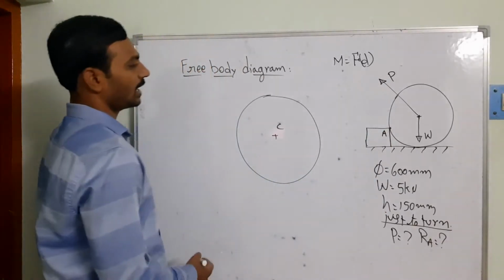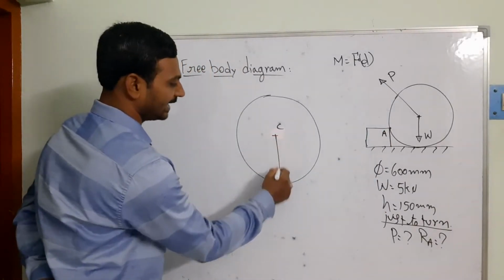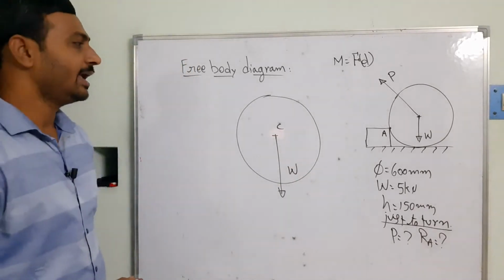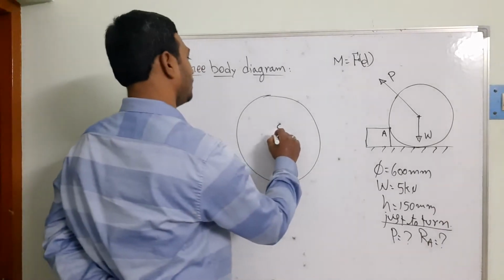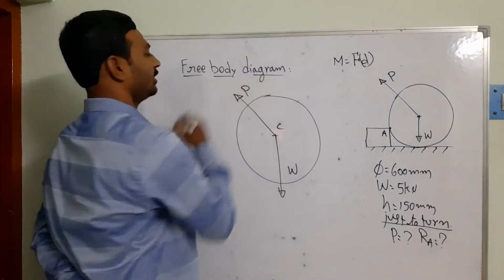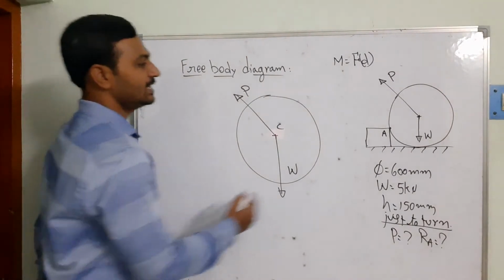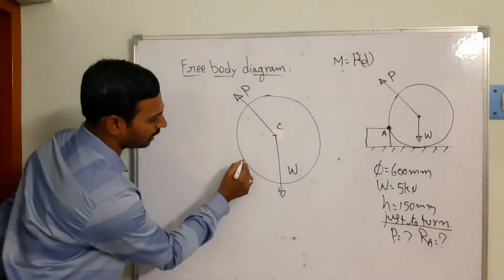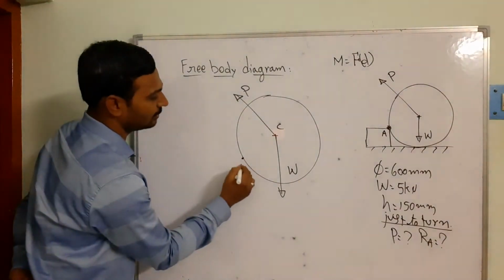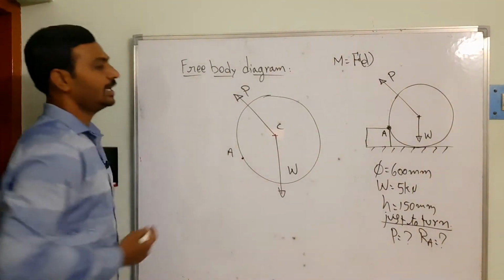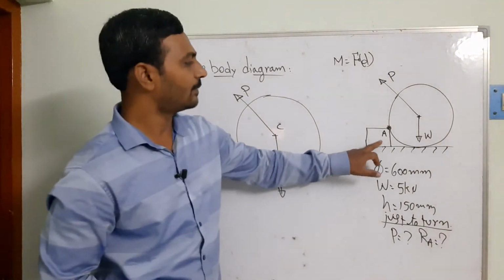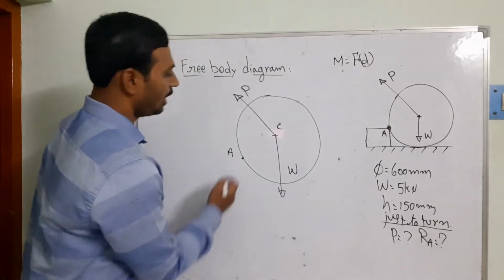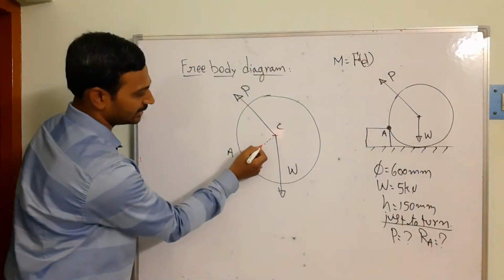The self weight always acts in the downward direction; that is the W I have taken. The force P acts towards this side, as already mentioned. There is a contact between the wheel and the block, and the block height is also given. This is point A. When I remove this block, I show it with a reaction force, which I take in this direction.